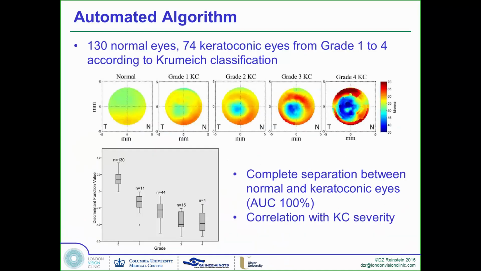Well, less than 10 of these parameters survived in the model, but this model was able to very nicely categorize keratoconus according to the grading system which we accept, like the Krumeich classification. Very nice discriminant analysis performed just by looking at the epithelial thickness profile alone. And in fact, we got complete separation between normal and keratoconic eyes using just the epithelium, not the topography, not the posterior surface.